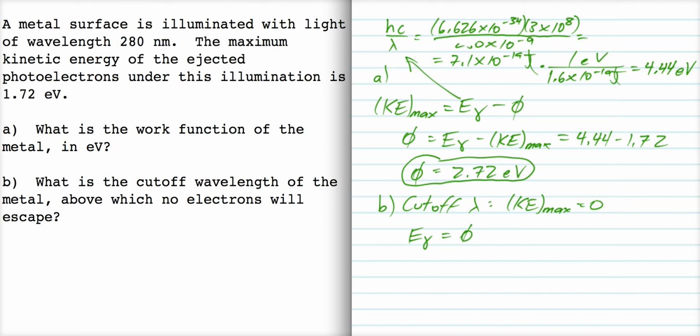Alright, so let's see, that's saying hc over lambda is equal to the work function. So if I want to find the cutoff wavelength, I can say that lambda is equal to hc over phi. Okay, so here we go again. I'm going to write down these constants.